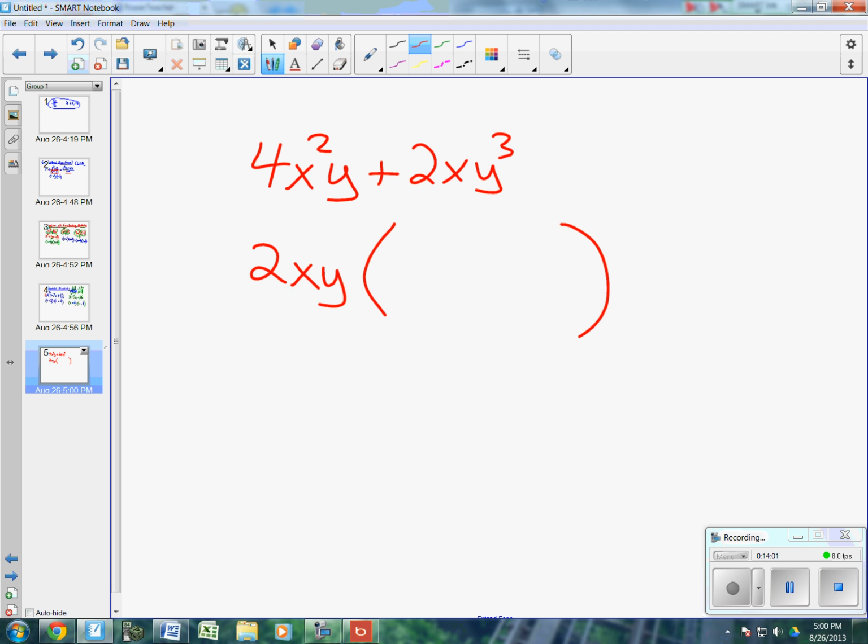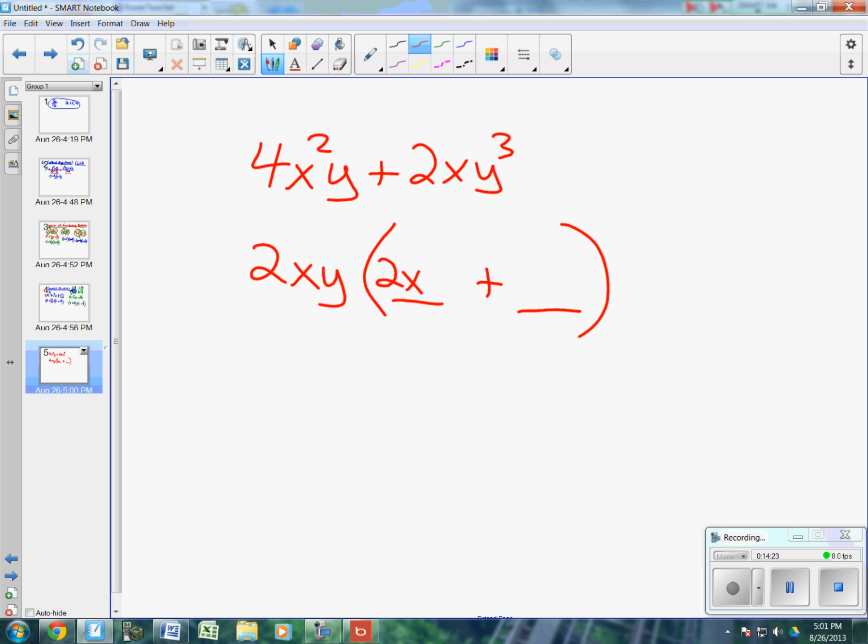Basically, if I divide 2xy into each of these terms, whatever I have left will go right here between, with the plus sign in between. So 2 will go into 4 twice. We divide x into x squared, we get x. Divide y into y, we get 1. So it's just 2x after we factor out a 2xy in that first term.